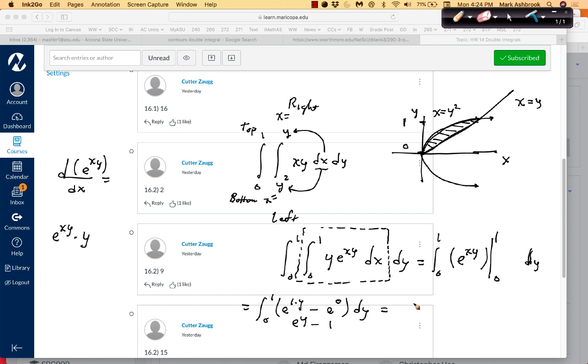Okay, so now we've got a standard Calc 1 integral where the antiderivative of e to the y is e to the y. The antiderivative of minus 1 with respect to y is minus y. And we're going to evaluate from 0 to 1. And now we're home free. e to the 1 minus 1 minus e to the 0 minus 0, which equals e minus 1 minus another 1, e minus 2.